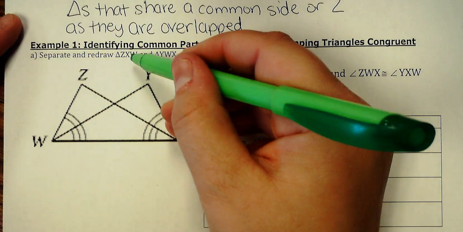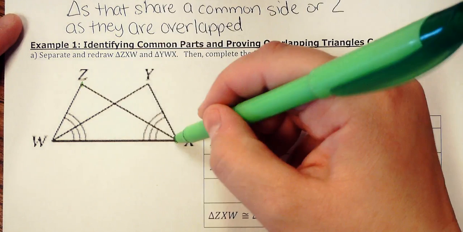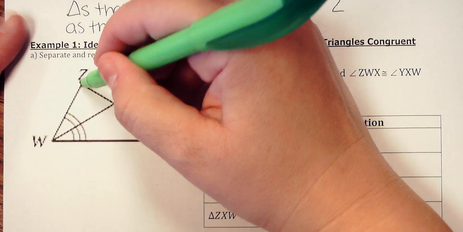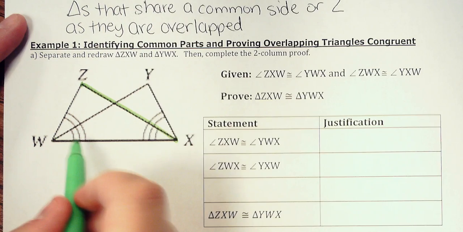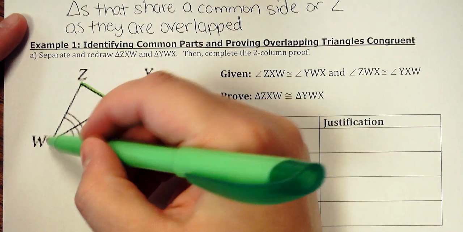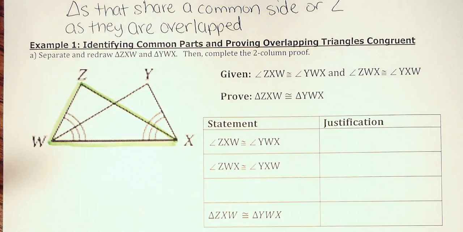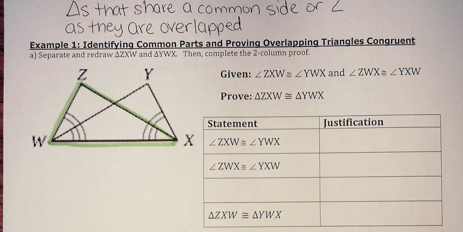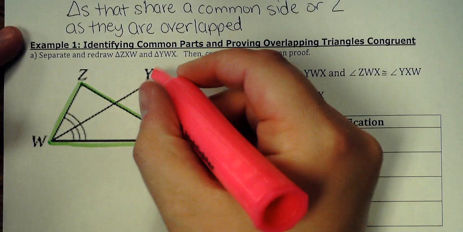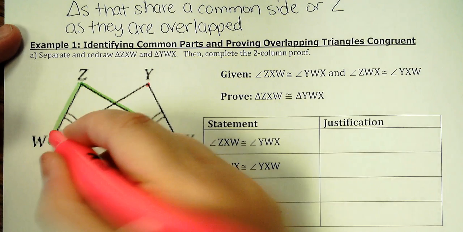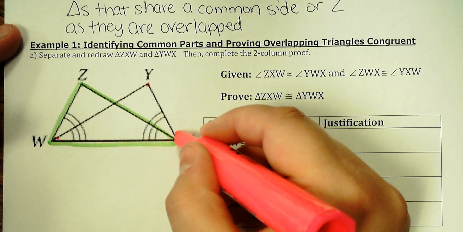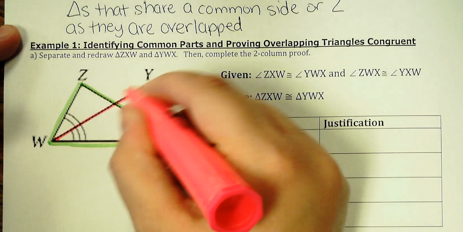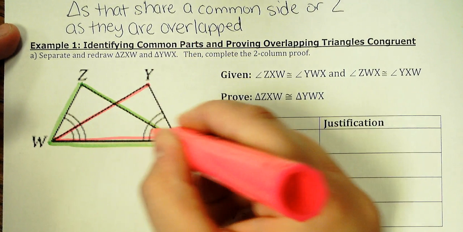So this says Z, X, and W. So I'm just going to trace that as it's written. Z, X, W. And the other triangle is Y, W, and X. There we go. So here's my second triangle.